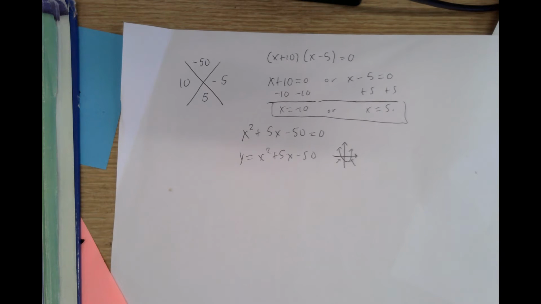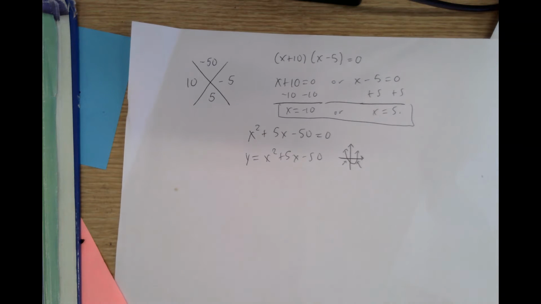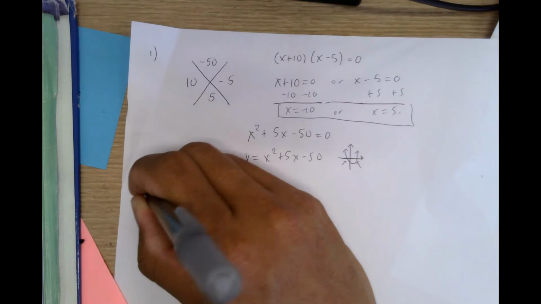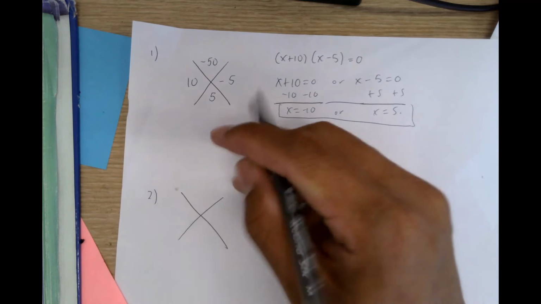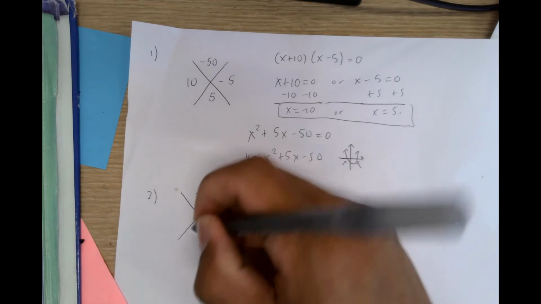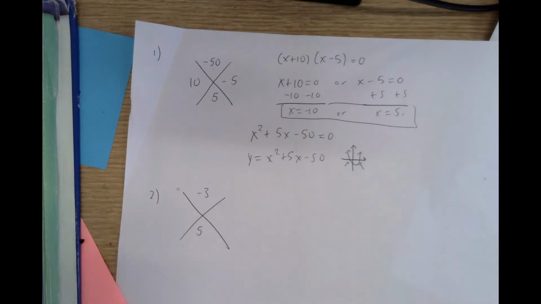So you can see that for number 2, if I try to do the same thing, I draw an x, I put the negative 3 on the top, I put the 5 on the bottom, and I try to think about two numbers that multiply to equal negative 3, but when added together equal 5, I'm stumped. I don't know any number that does so, at least not off the top of my head, right? All the factors of 3 are 3 and 1. I can't really add them together to equal 5. It doesn't really work out.